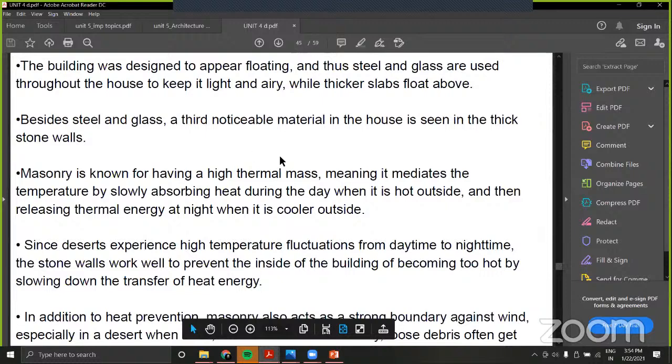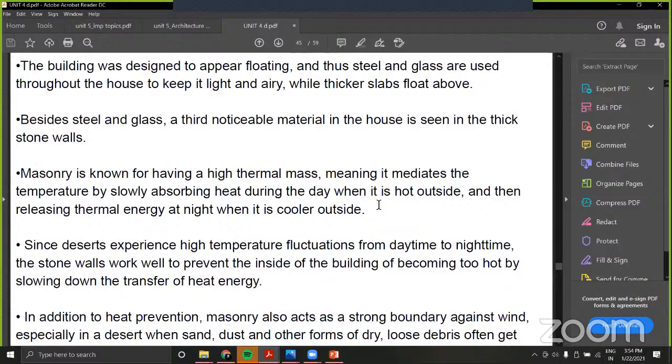Since masonry is known for high thermal mass, meaning it mediates the temperature by slowly absorbing heat during the day when it's hot outside and then releasing thermal energy at night when it is cooler outside. You study this in climatology, I think.